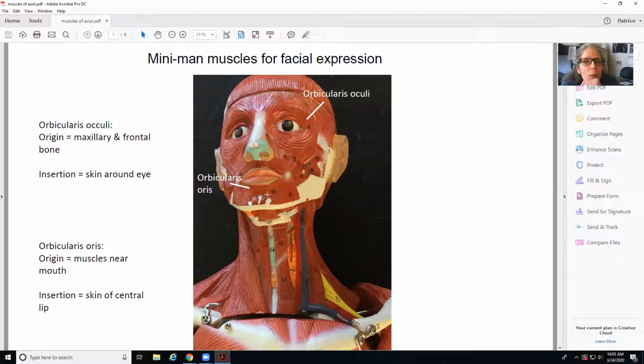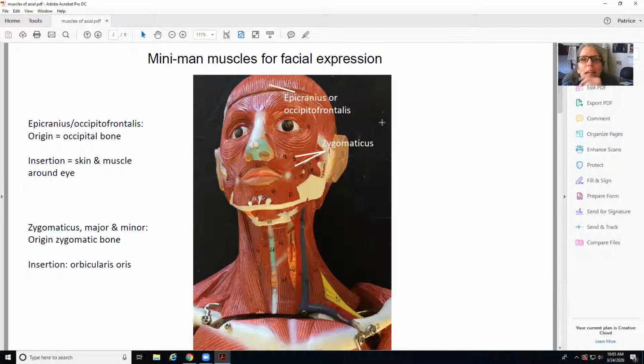For the orbicularis oris, it's the muscles near the mouth, and same thing, encircling. So the orbicularis oris originates on these muscles and then inserts on the skin of the lips. So this orbicularis oris, when you contract, you get that puckering kind of thing. And that helps you again.